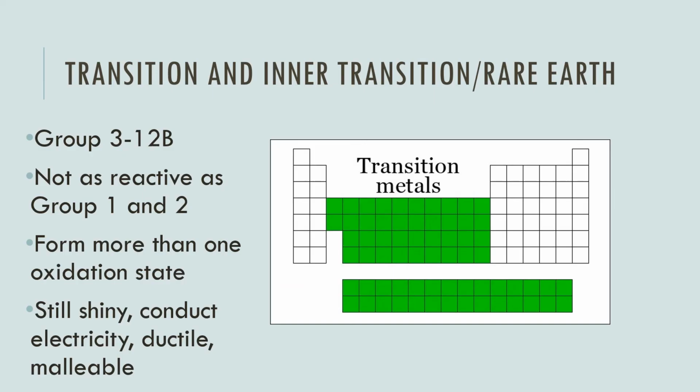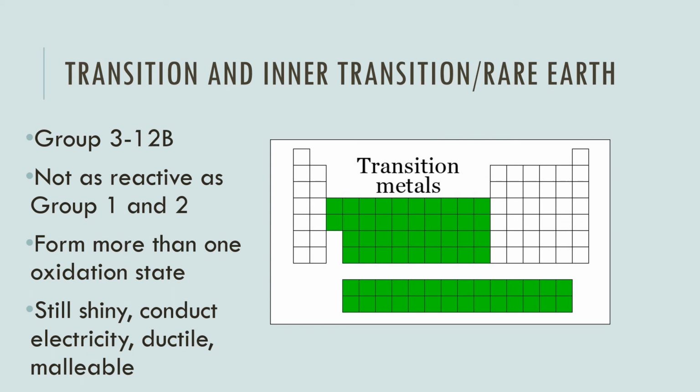Now back to our special families. We are going to add transition and inner earth or rare earth metals as a special family to your periodic table. We're on the back first, where we're identifying special characteristics. These are your group 3 through 12B. They're all metals, but they're not nearly as reactive as group 1 or group 2 metals.